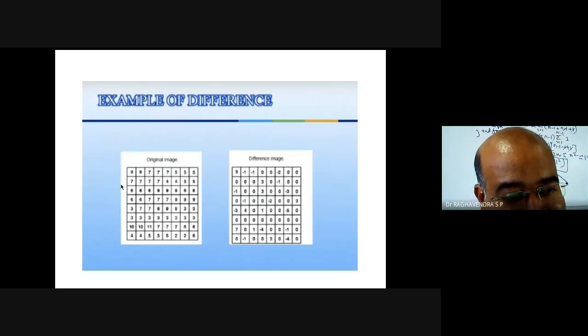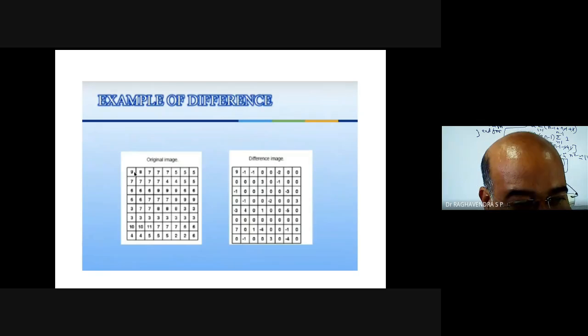So this is an example for difference coding again. This is the original image. This is a difference image. See here, 9 will be taken as it is, 9. Whereas this is 8. It is because I is 1 here.